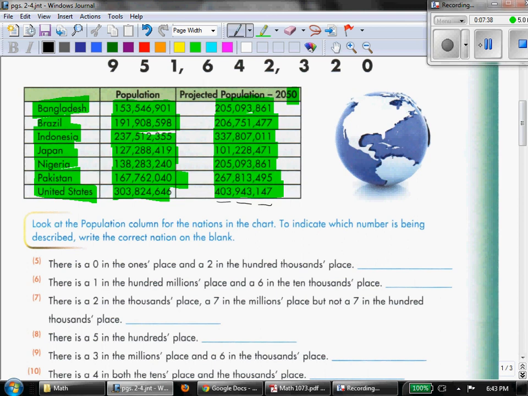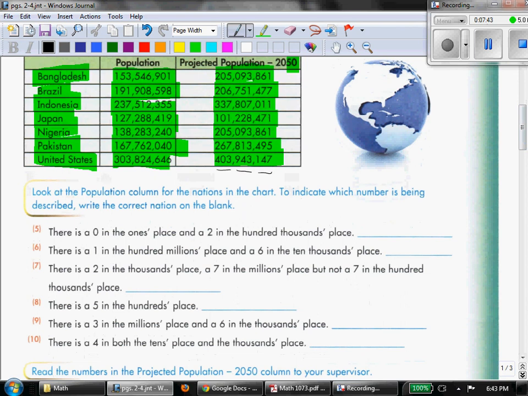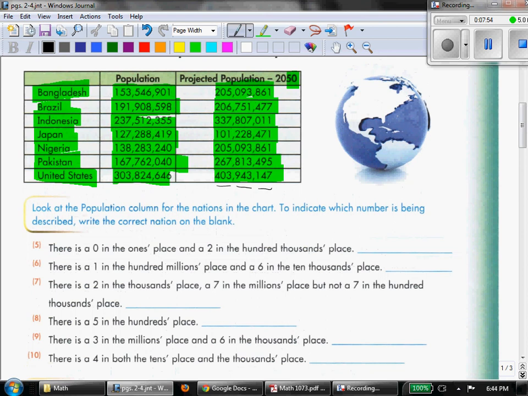Let's go down and read the directions. Now that we've looked at the place value chart, let's go down a little bit and read the directions. It says, look at the population column for the nations in the chart. To indicate which number is being described, write the correct nation on the blank. So here, you guys know place values already because we went over the place value chart at the top of the page. It says there's a 0 in the ones place and a 2 in the hundred thousands place. So which one has a 0?